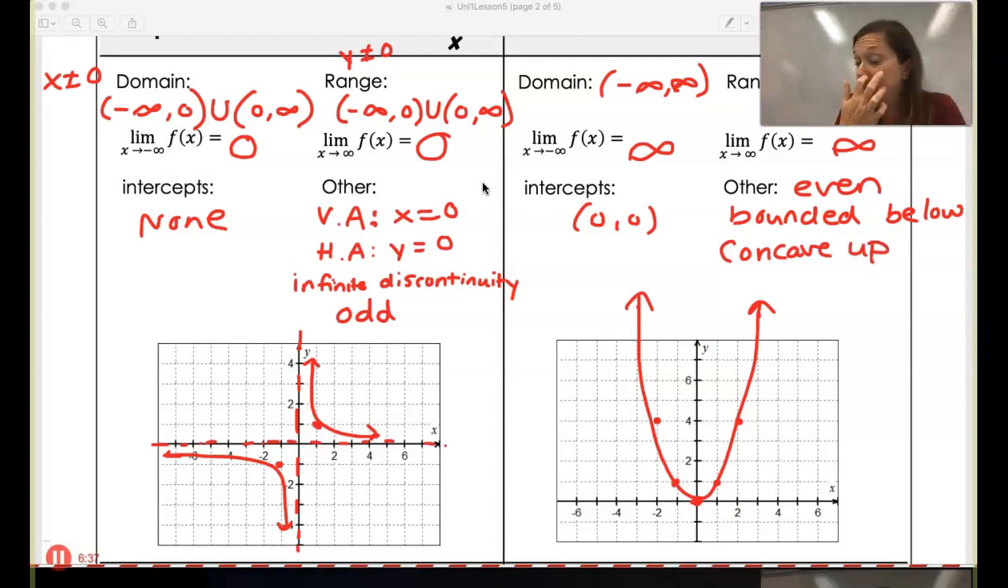Let's talk about increasing and decreasing. So again, if we're reading it from left to right, we are decreasing on the interval negative infinity to 0. Negative infinity to 0, we're decreasing. And then we're increasing.